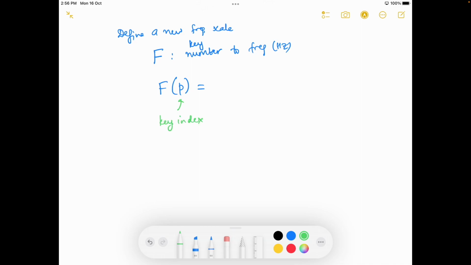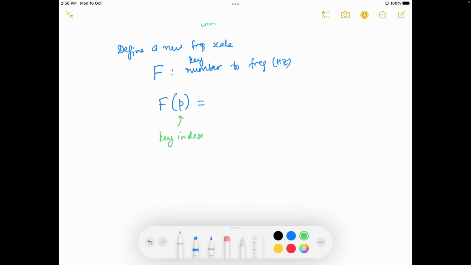Let's say this is key number 1, then 1, 2, 3, 4, 5, 6, 7, 8, 9, 10, 11, 12. So this is my P. P is my key index. All right. What should be its relationship with the frequency?